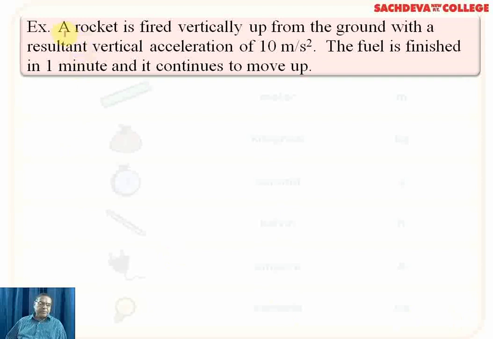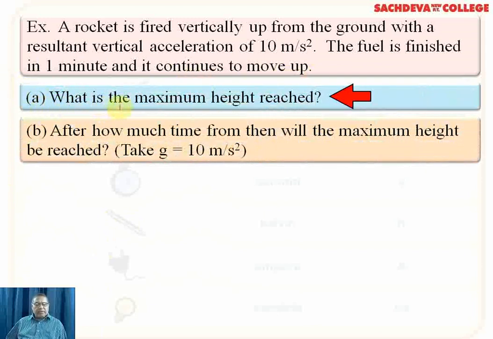Now, in the next example, a rocket is fired vertically up from the ground with a resultant vertical acceleration of 10 meters per second square. The fuel is finished in 1 minute and it continues to move up. Even after finishing the fuel, it continues to move for 1 minute in the upward direction. So, what exactly do we have to do? What is the maximum height reached, and after how much time from then will the maximum height be reached? The value of g must be taken as 10 meters per second square. So we are not taking 9.8, rather we are taking an approximation, that is g is equal to 10 meters per second square.